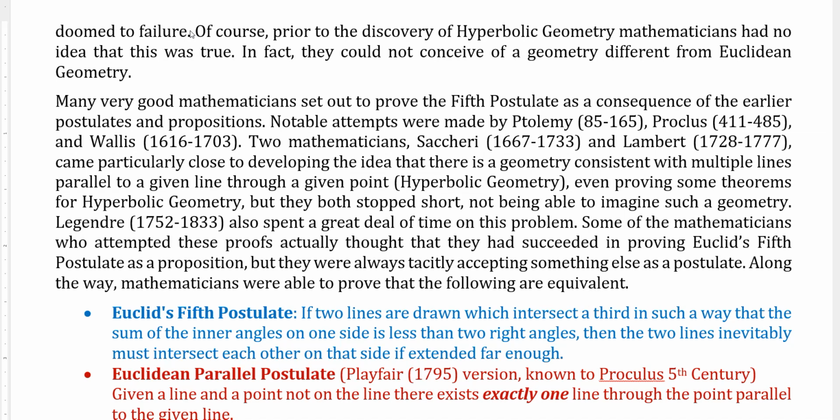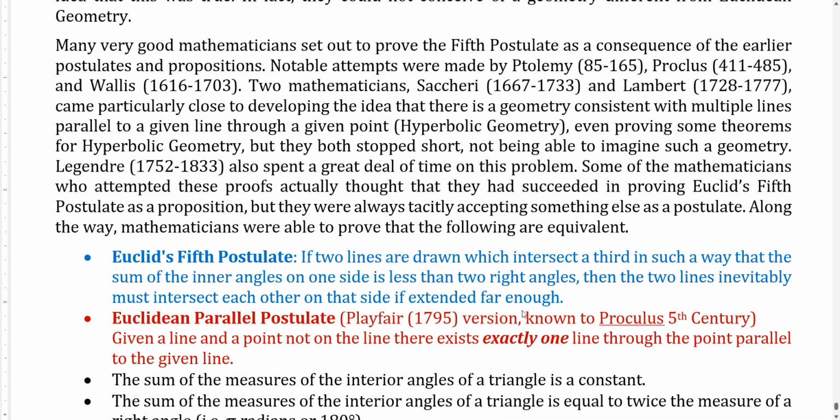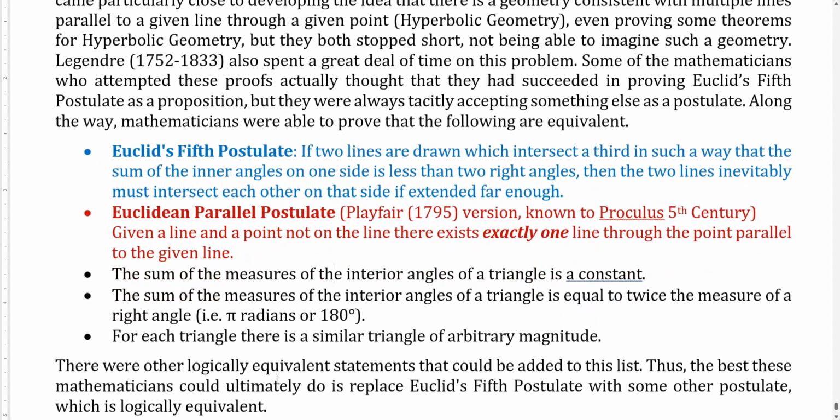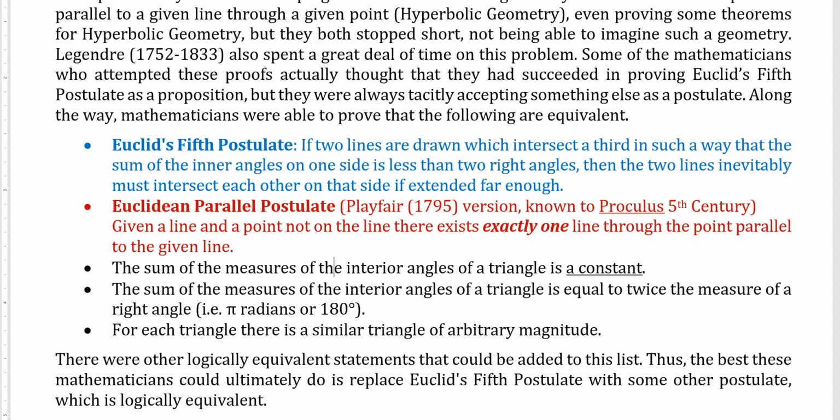Along the way, mathematicians were able to prove that the following are equivalent: Euclid's fifth postulate that we just talked about, and the Euclidean parallel postulate. And some other things turned out to be equivalent to it as well. The sum of the measures of the interior angles of a triangle is a constant. Turns out if that's true, then the parallel postulate must hold, and we're in Euclidean geometry. And from that you can prove that if the sum of the interior angles of a triangle is constant, it actually has to be pi radians or 180 degrees.